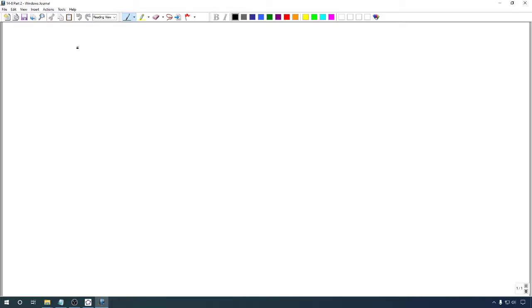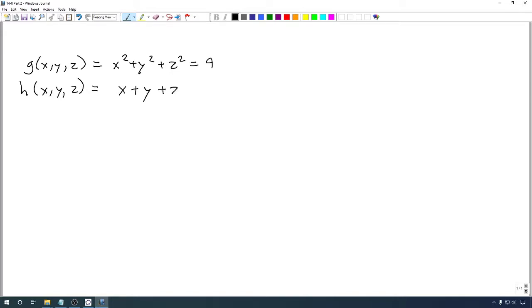So let's, for instance, take two constraints. We're going to call these g and h, the functions that are going to be involved. g is going to be x squared plus y squared plus z squared equals 9. Normally it'd just be written as this part over here without the g equals, but we do want to give a name to these eventually, like we did in the last video. For h, I'm going to say x plus y plus z equals 1.